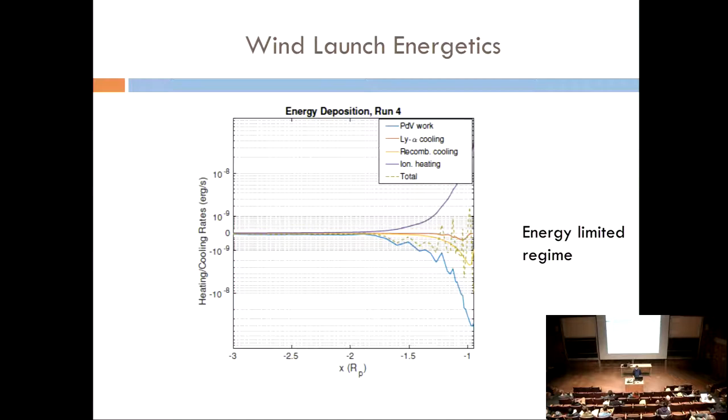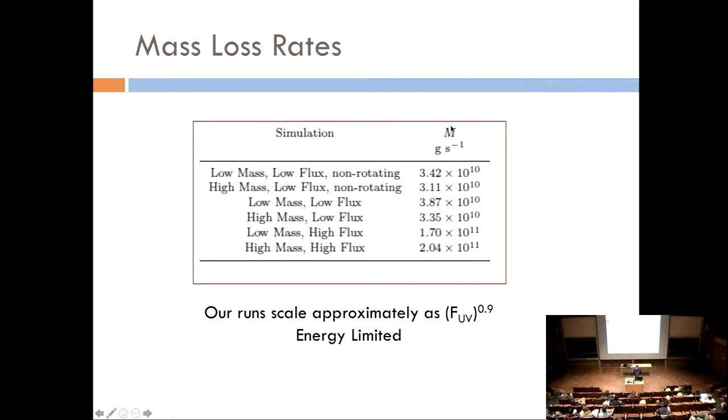Now if we look at the different cases and at what Mdots we got, we can calculate the Mdot that comes out of our simulations and track how it changes with flux. What we find is that, although we only have a few cases, the Mdot scales as the flux to the 0.9. Remember, the energy-limited case is linear with flux, and the rad-recombo case goes as the square root. So in this case we're much closer to the energy-limited case.